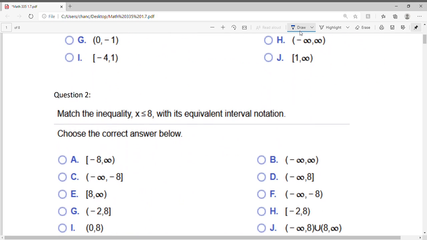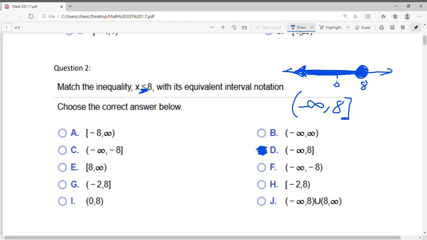Again, for question 2, let's draw our number line. We have an 8, and it's a closed circle this time because of that equal sign underneath. So we have a closed circle. It still points to the left, so I can read it from left to right. This is negative infinity on the left side. It goes to the right 8, and this is a closed circle, so we'll use a square bracket. And that option is option D.